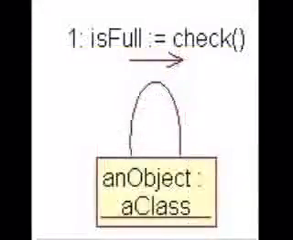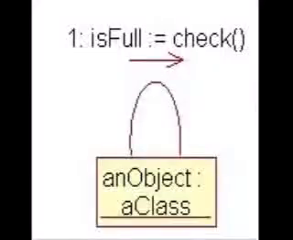A message can be sent from an object to itself in both sequence and collaboration diagrams. This is called self-delegation or self-call. In this slide, check is a self-call.